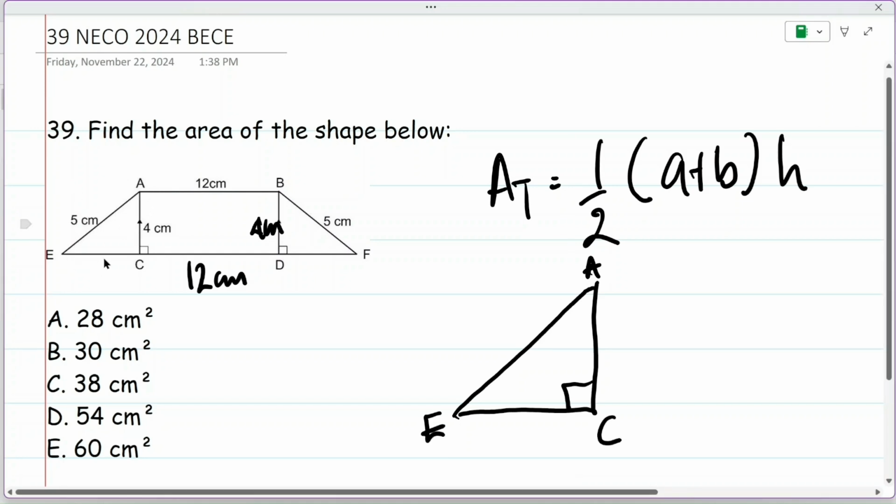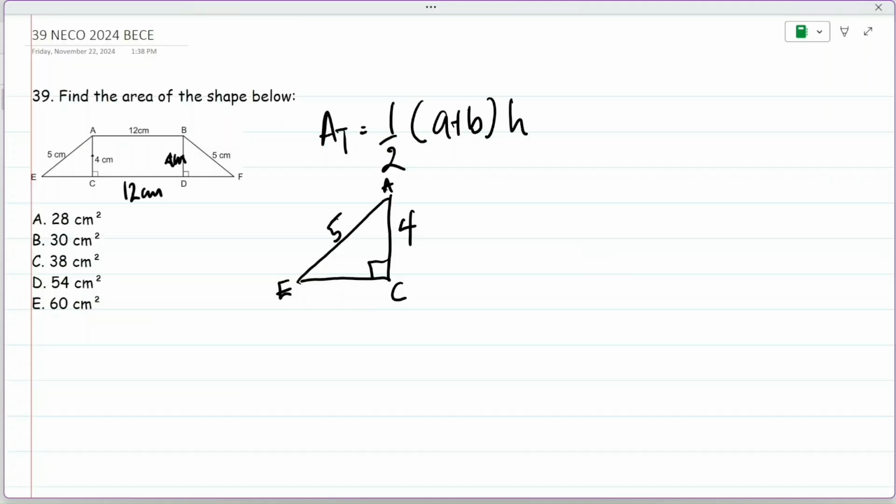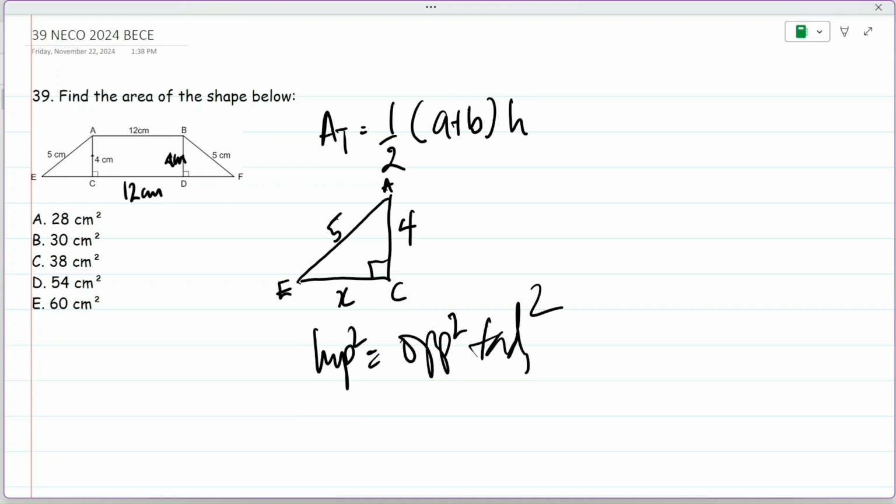So we have this part. This is 5 centimeters and this is 4 centimeters. And since it's a right angle triangle, we can apply Pythagoras theorem to solve for line EC. We can name it x. So to find this side, we use the formula hypotenuse squared equals opposite squared plus adjacent squared. Like said in previous questions, we need to find the hypotenuse, and the hypotenuse is the side facing the angle 90 and the side facing it is 5.